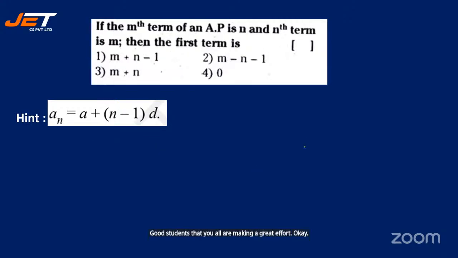Okay, now next sum. If the mth term of an AP is n and nth term is m, then the first term is dash. Right? So if the mth term of an AP is n and the nth term is m, then the first term is dash. So we did one sum like this. So you all can try. I'm just giving you 1 minute. So quickly do it and give me the answers. Just 1 minute.